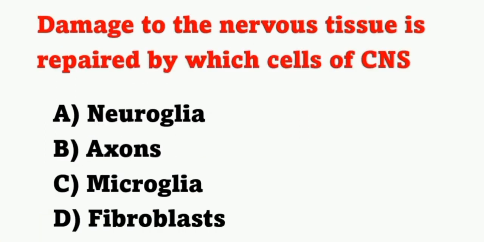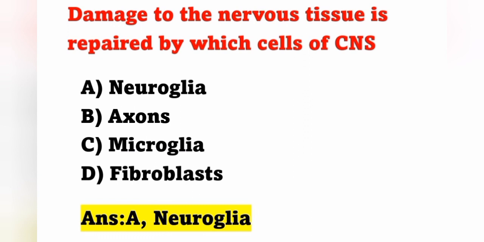The next question, damage to the nervous tissue is repaired by which cells of the CNS? CNS means central nervous system. Options: option A neuroglial cells, option B axons, option C microglia and option D fibroblast. The correct answer is neuroglial cells. Option A is the correct answer.